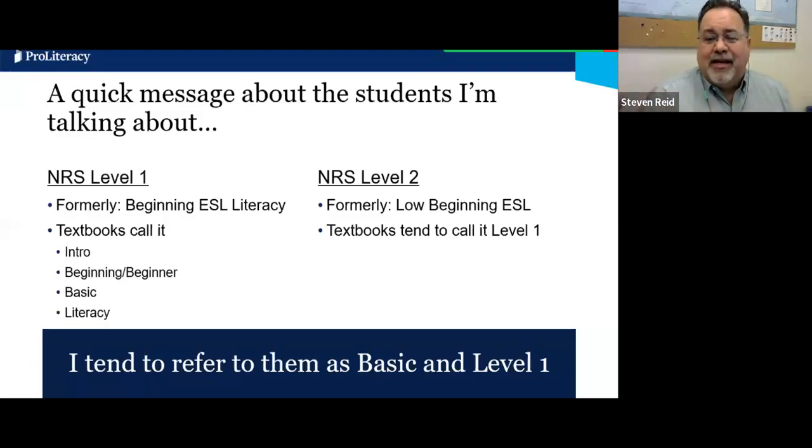And, with all textbook series, there's nothing that lines up exactly right between all of the NRS levels and the different textbook series and the standards that we also are working with. So I'm going to just stick to those terms of basic and Level 1.